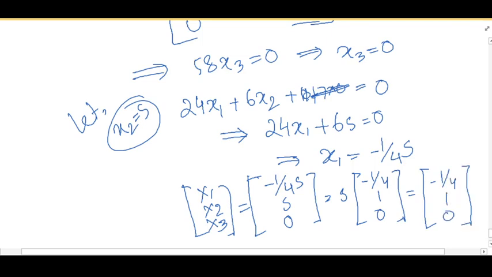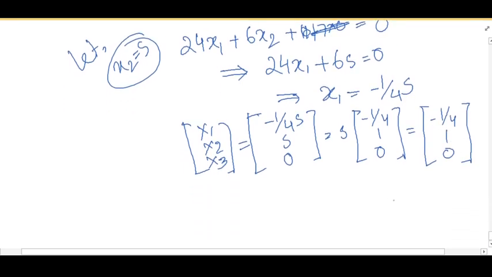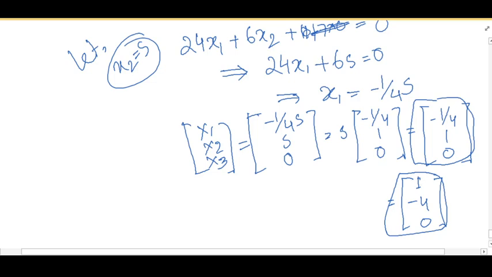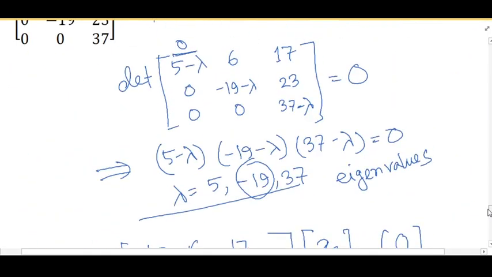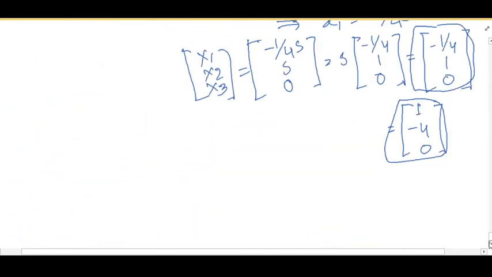This will be the ratio. So you can also change the ratio as well. If we multiply 4 with this, it will become minus 4 with this one, so it will become 1, minus 4, 0. So this is also possible. So this is the ratio, actually, nothing else. So the ratios are bounded within the vector, that is the eigenvector. This is the corresponding eigenvector for lambda equals minus 19, and now lambda equals 37.